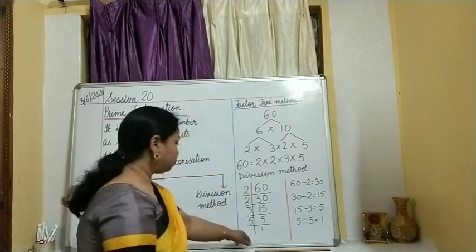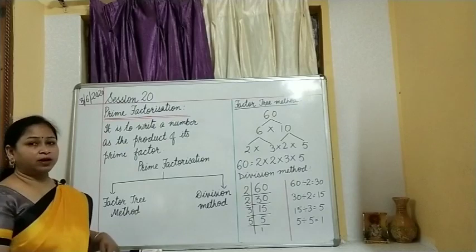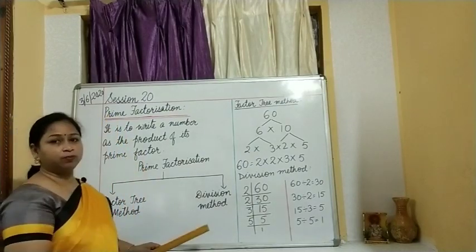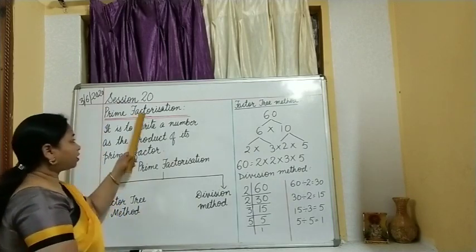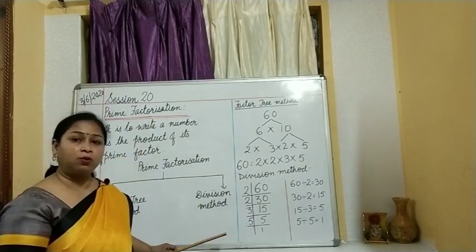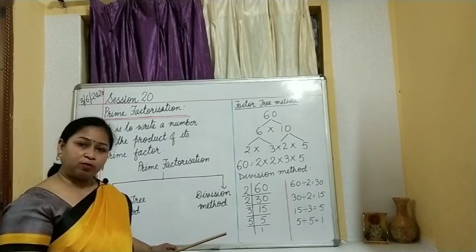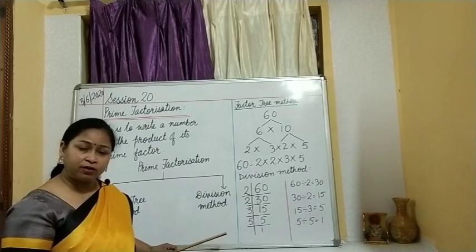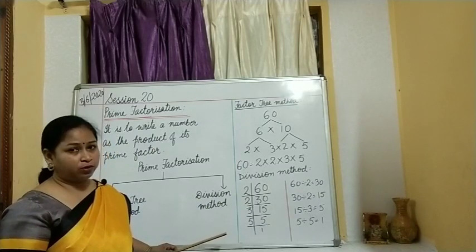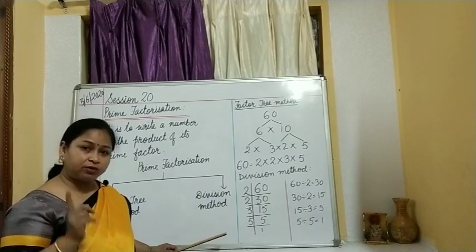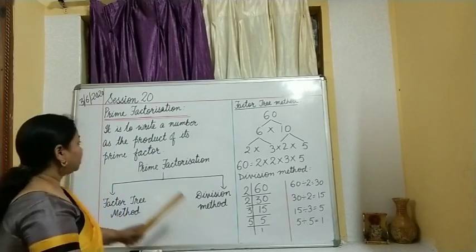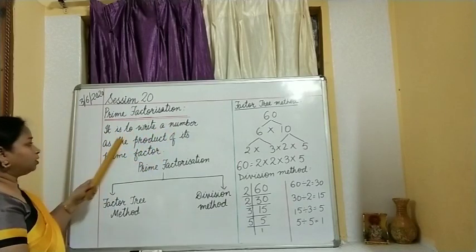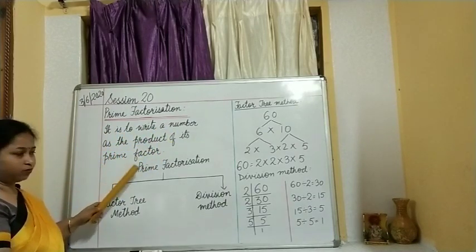Okay, let us begin. What is prime factorization? As the word says itself, this is prime, that means something with a prime number. Factorization, that means we have to find out the factors. So which type of factors it should be? It should be prime factors. What are prime factors? What are prime numbers? The numbers which have only two factors, one and itself. Okay. So what is this prime factorization? It is to write a number as the product of its prime factors.